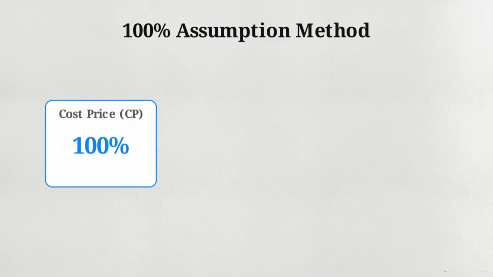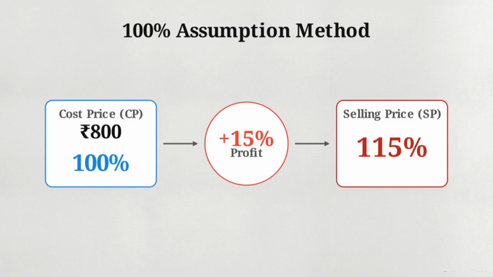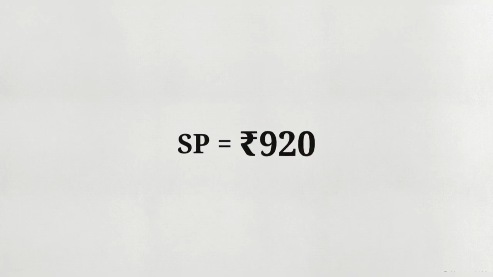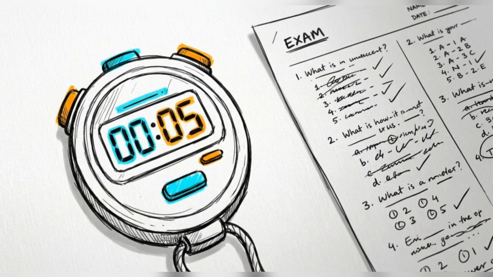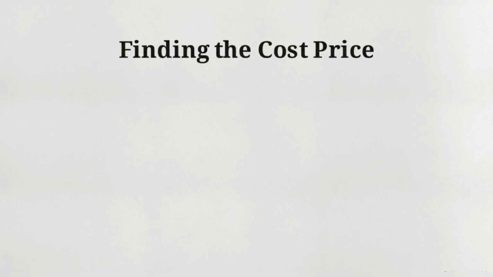When we need to find a selling price, we can simplify the process by treating the cost price as exactly 100%. If we want a 15% profit on an 800 rupee item, the selling price becomes 115% of our base. By calculating 800 times 115 over 100, we reach 920 rupees in a single step. This method of treating the cost price as a 100% baseline allows us to bypass multi-step algebra. Instead of finding the profit and adding it to the total, we use a single percentage to find the final price.